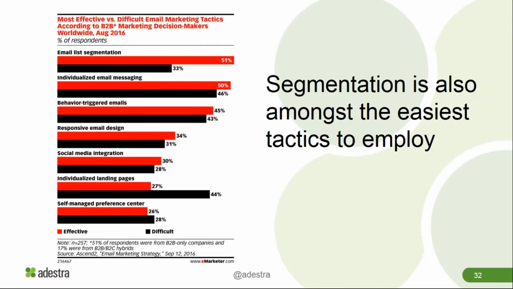Of course, we have behavior triggered emails, which in the census came up as the number one focus for 2017, which are also very effective. And of course, responsive email design has been on marketers' minds for many years, and we're hopefully all almost there with it, but still, do not forget the marketing fundamentals. Do not forget segmentation.